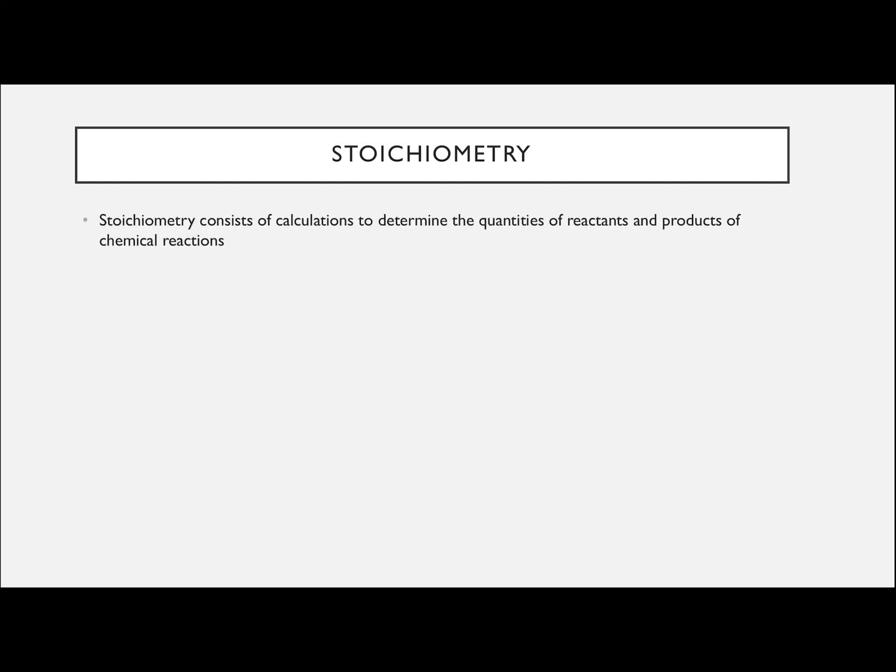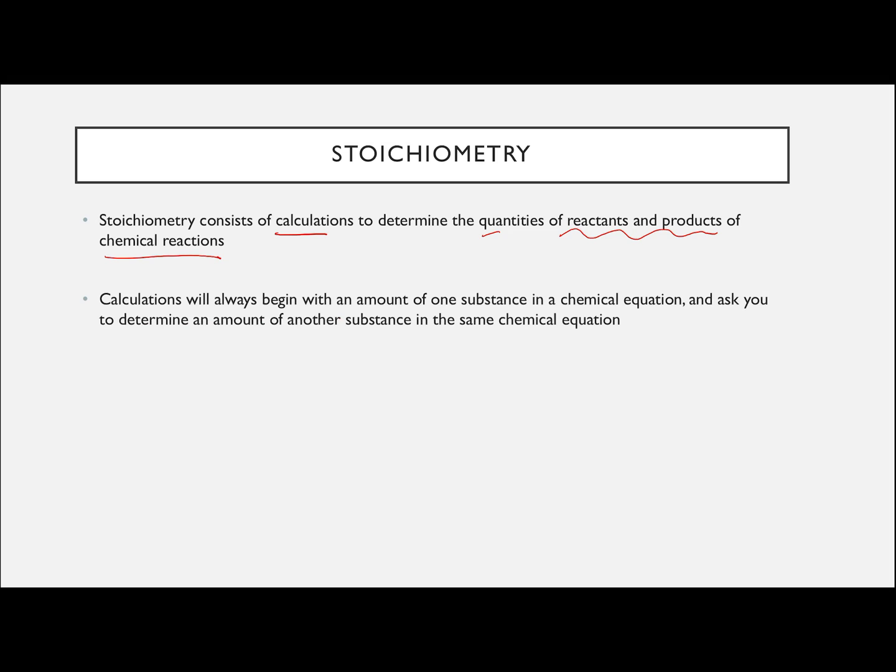So stoichiometry sounds like this big scary word, but really it's just a term that we use to describe calculations to determine the quantities of both reactants and products across some chemical reaction. These calculations are always going to begin with an amount of one of our substances in that chemical reaction and ask you to determine the amount of another substance that's in the same equation.